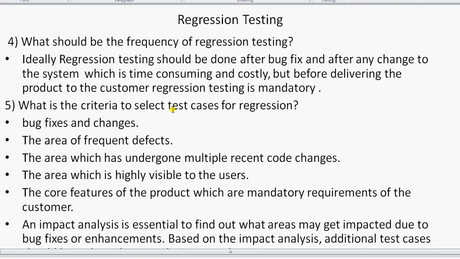What is the criteria to select test cases for regression? Because you don't want too many test cases for regression. So the criteria is anything related to bug fixes and changes, the area of frequent defects, and you can find this out from your bug report, which of the areas has frequent defects. The area which has undergone multiple recent code changes, it can be because of the changes in the specification or the functionality may be complex. So you need to find out which has gone through multiple recent code changes. The functionality which is highly visible to the users, and the core features of the product which are mandatory requirements of the customer.